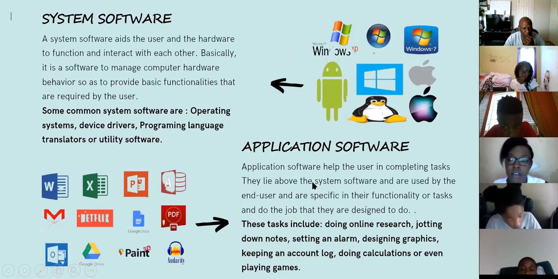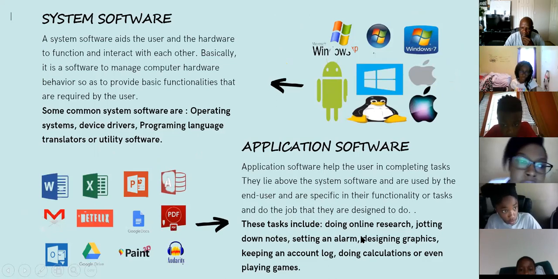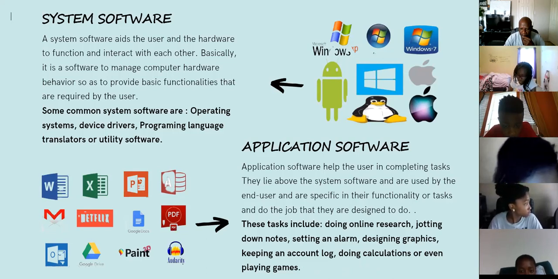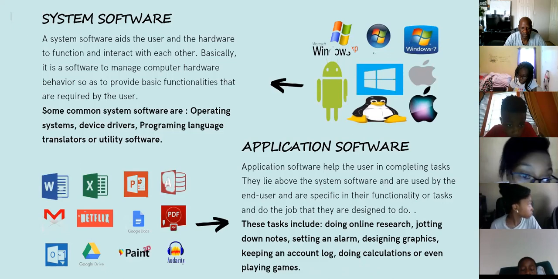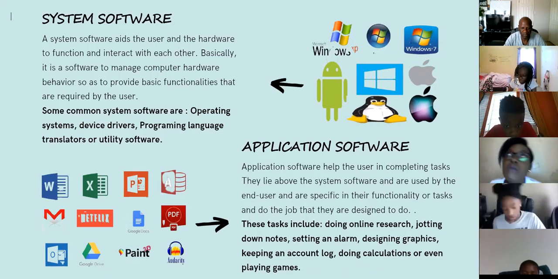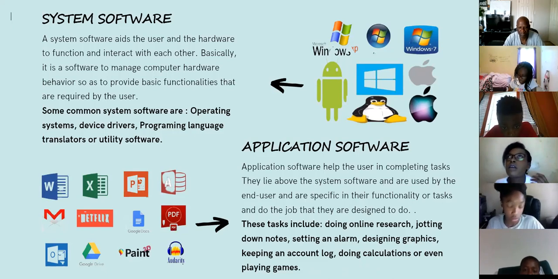So system software is basically software that is in the hardware, as I've described, as I've written here. It enables the user and the hardware to interact. It enables the hardware to function properly. So basically, the system software manages computer hardware. This software directs how the hardware will work. Most of the system software works hand in hand with the hardware.